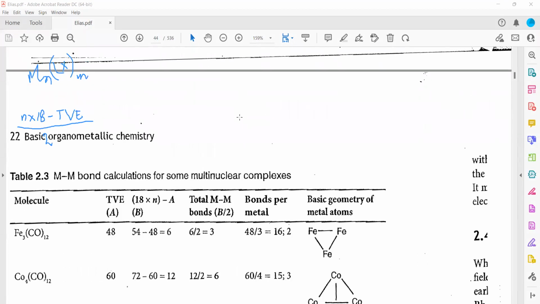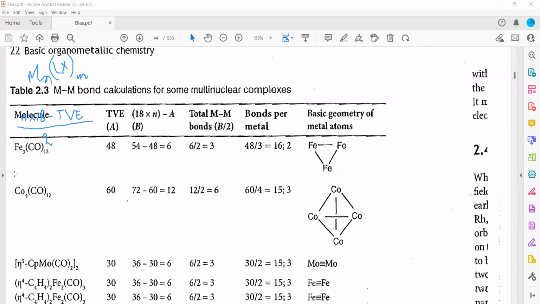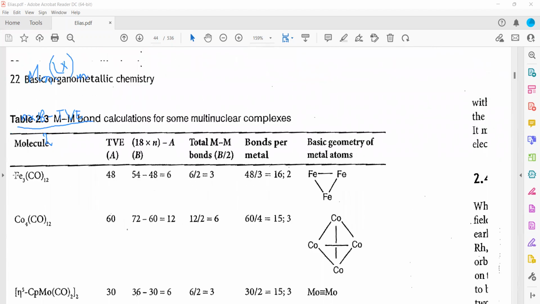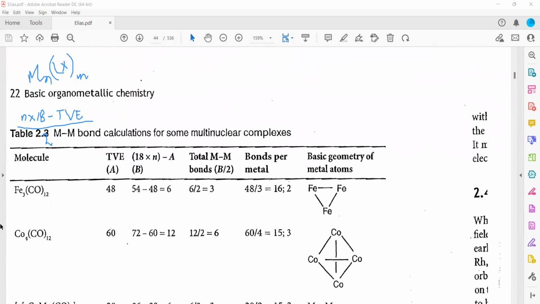The questions are given in table 2.3. These are molecules for which you need to calculate the metal-metal bonds. Let us start and calculate the number of metal-metal bonds for each molecule given in table 2.3. So first is Fe3(CO)12. The first thing that should come into your mind is how many total electrons it should have. It should have 18 into 3.